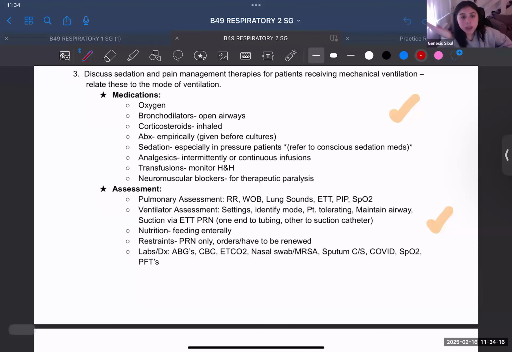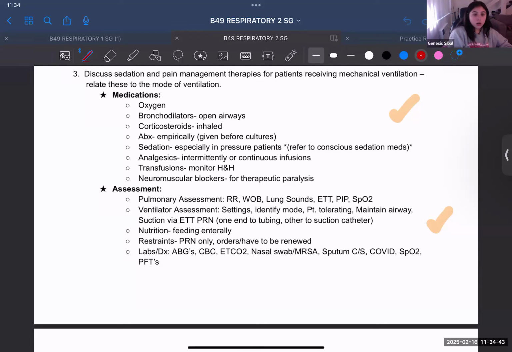Medications, those things, just read it. She doesn't really expect you to know, and I feel like you kind of already know these things, right? Like corticosteroids, what are the side effects for that? The GHATs, right? That's pretty much all you have to know. Antibiotics empirically, so they're given before the cultures, sedation. So again, just look at the conscious sedation meds. We'll talk about that stuff when she gets into the end of the ARDS lecture next week, about sedation and all those things and what we're supposed to do and why that makes sense.